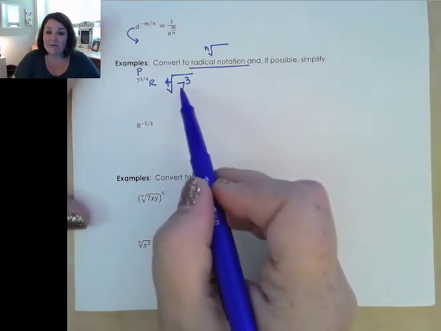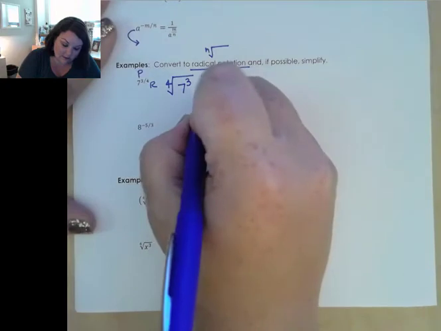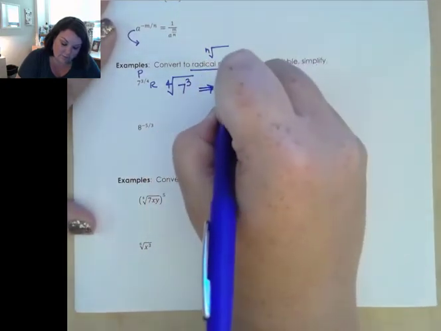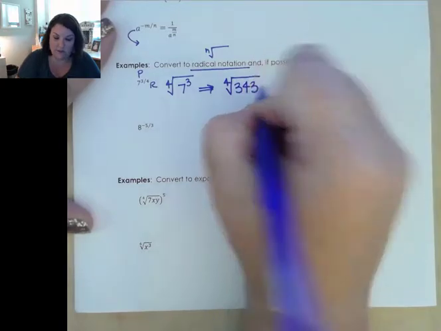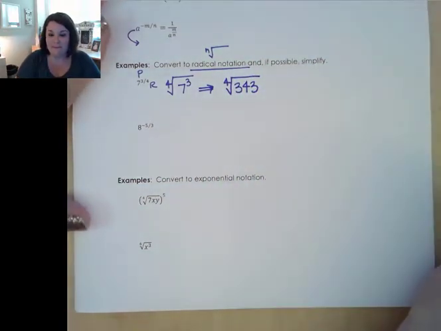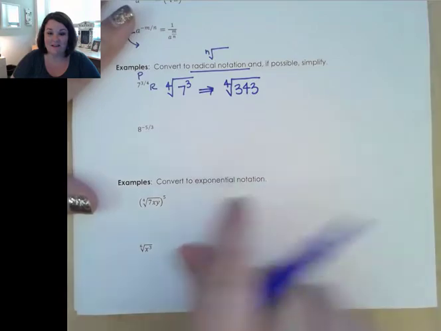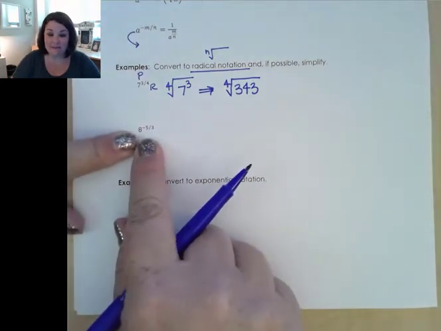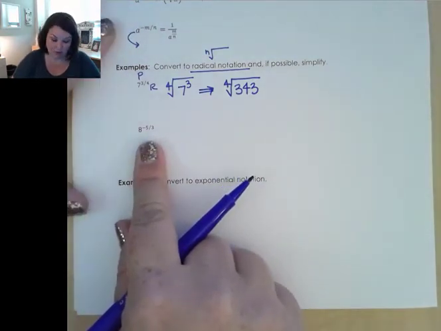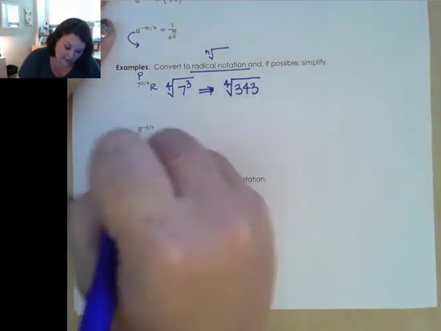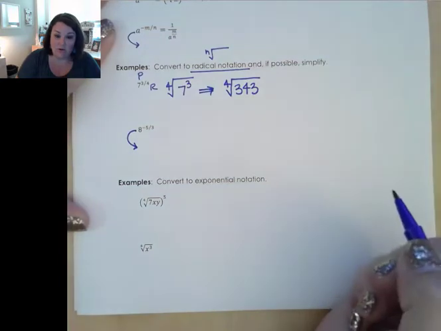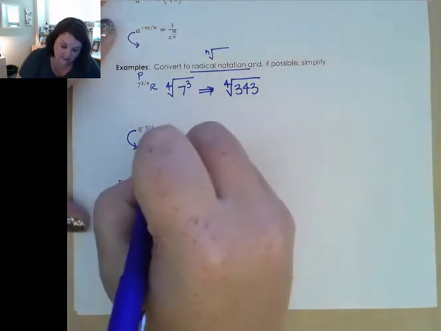So if I can't simplify it, then I'm just going to go ahead and multiply it out. So this gives me the fourth root of 7 to the third power, which is 343. Okay, all right, let's look at the next one. So the next one, I have a negative exponent. So before I can convert it into radical form, I have to first get rid of that negative exponent. And I do that by moving it down, or flipping it, into the denominator.